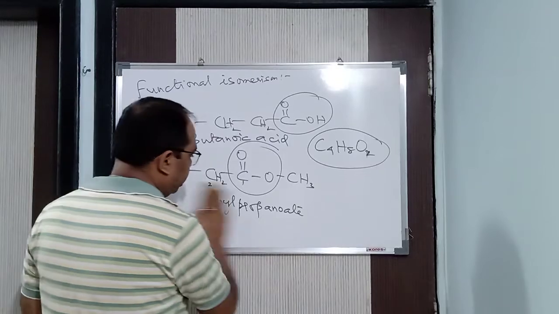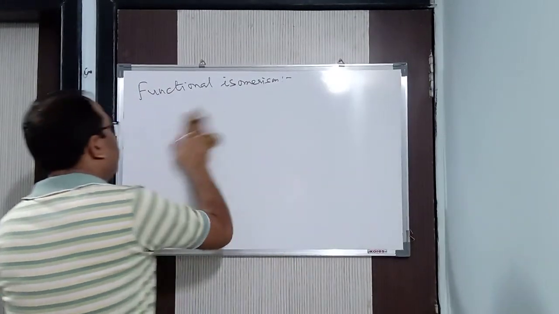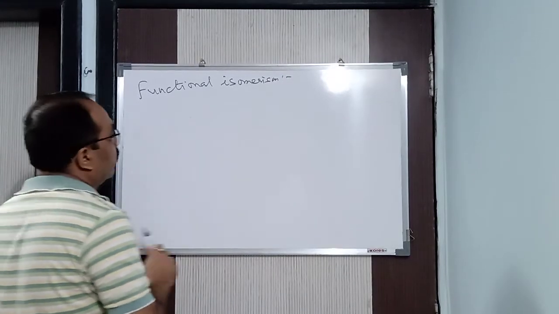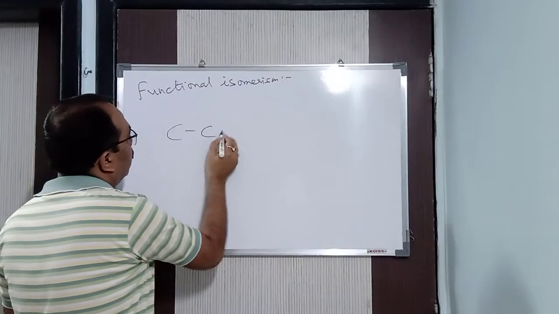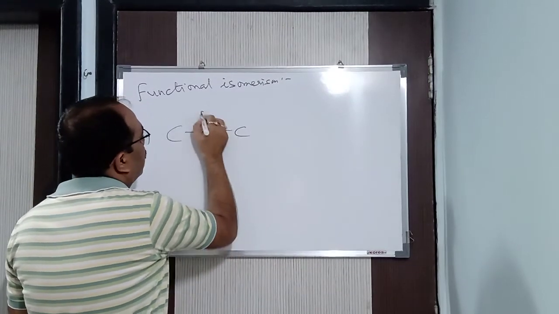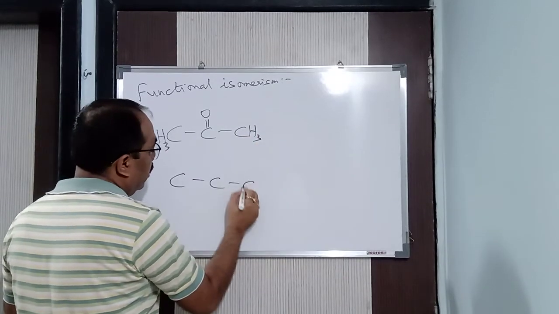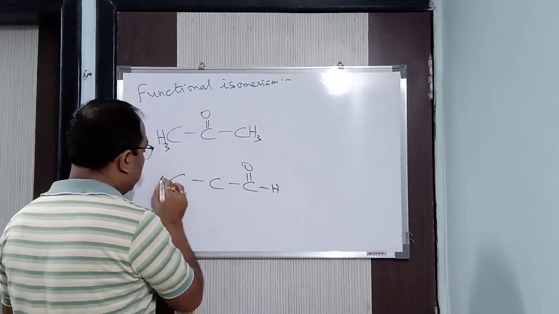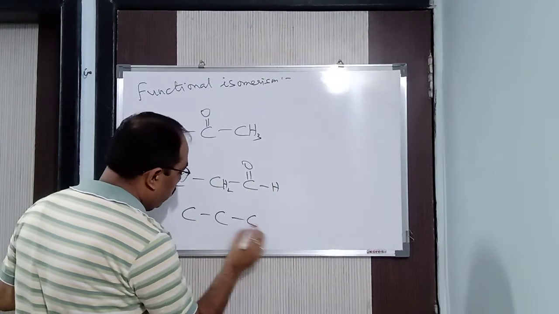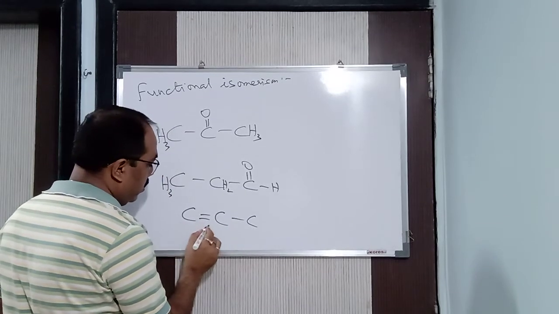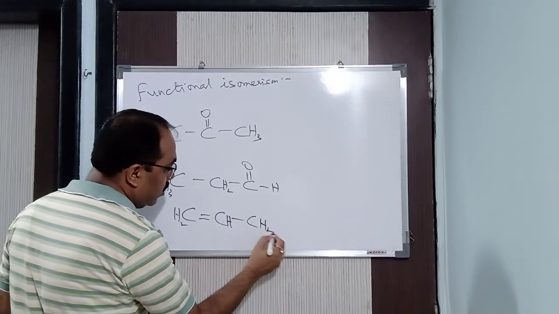Now I'll give you one more example. So many examples we can have. Now suppose I am writing here one more. See here, CH3COCH3, and here let us write CH3CH2CHO, and we can also write in this way: CH2=CH-CH2OH.